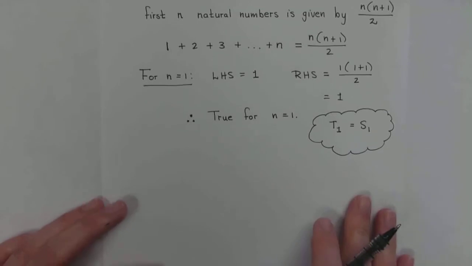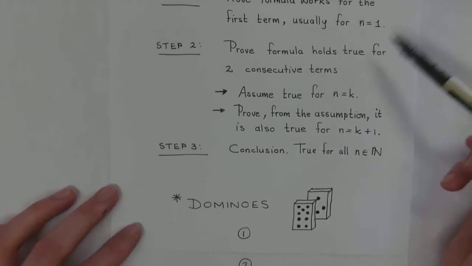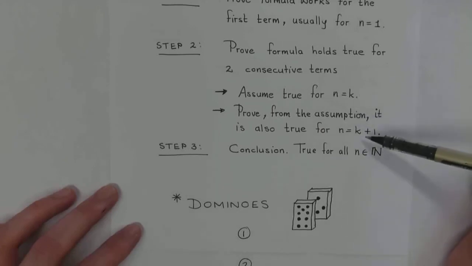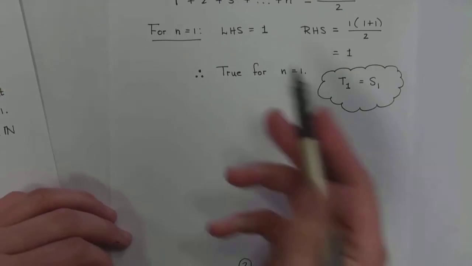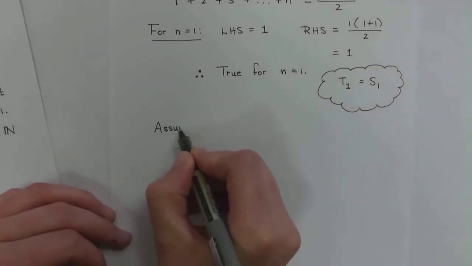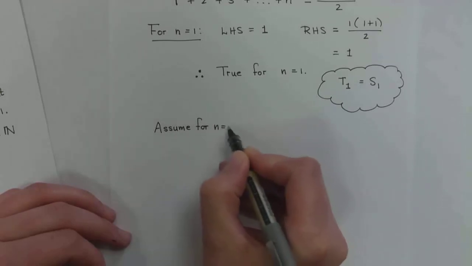That's the first step. Right, now what I need to do now is that's step 2. And this step 2 is twofold. We have to first assume that it's true for n equal to k in order from that assumption to prove that it's true for n equal to k plus 1. So we're going to write out: assume for n equal to k.